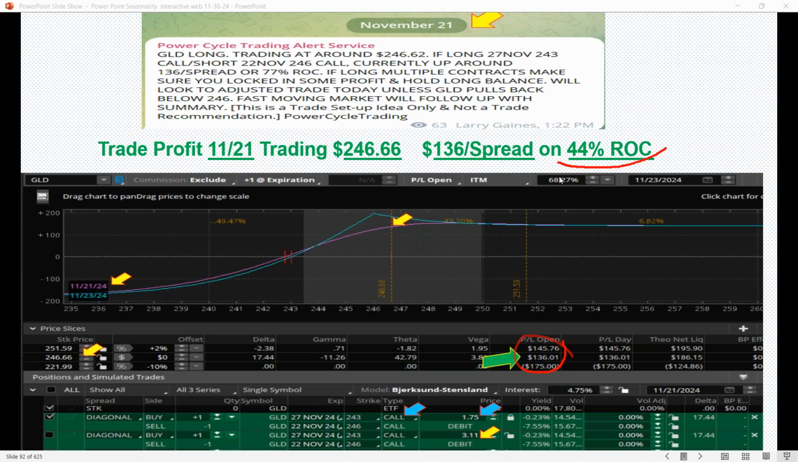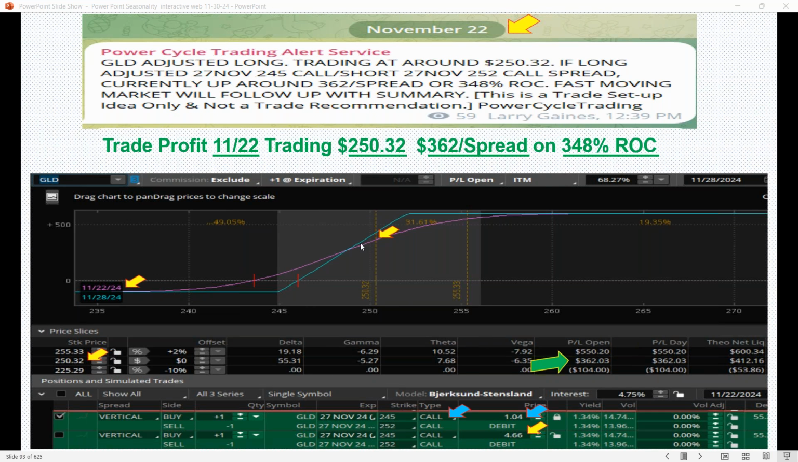But what we did on this was we adjusted the balance into a debit spread to give us bigger potential profit. And we reduced our risk, because with this one we rolled the spread and were able to lock in a huge profit. So this is what we ended up with. This was the adjustment sent out. You can see GLD adjusted long, etc.